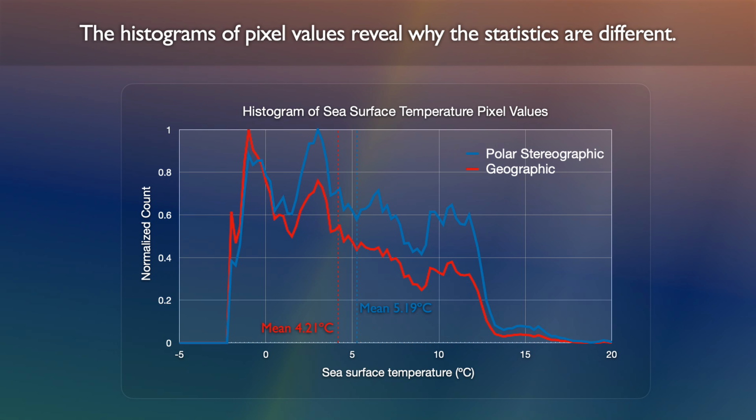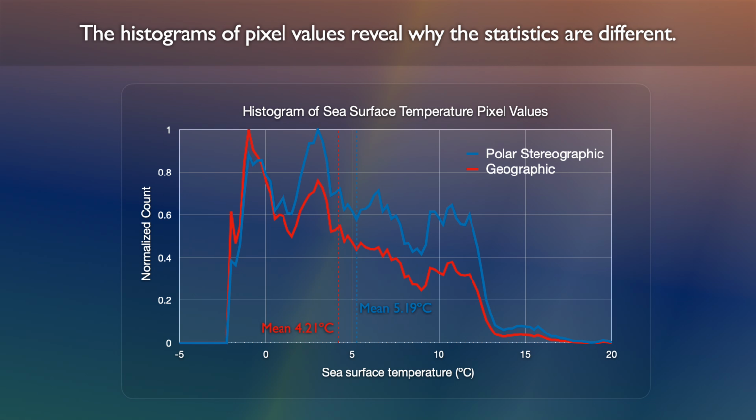Well, you can see that the data distributions are very different when comparing geographic versus polar stereographic, even for the same data. So what do we see here? Take a look at the red line, the geographic map. As the sea surface temperature pixel values get warmer, the normalized count of pixels decreases even though it tracks the same set of peaks and valleys in the histogram as the polar stereographic.